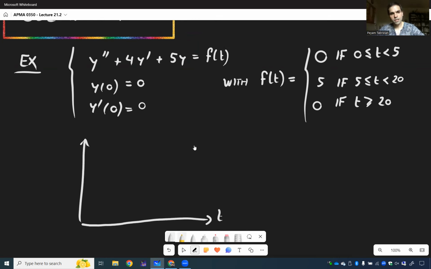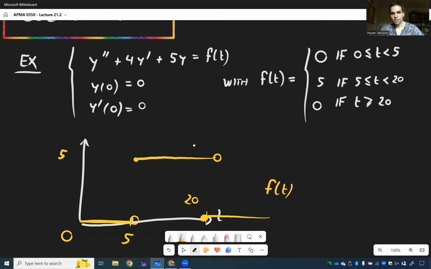This is t. So your function starts at 0 until we reach the value 5, at which point it just jumps up to have value 5 until 20. Maybe here at 20, where it goes back down to value 0. So this is your function f of t. And again, the way to interpret this is, well, first of all, f is literally an off switch. And here we have the mass spring equation with damping, where the force is off, on, and off.